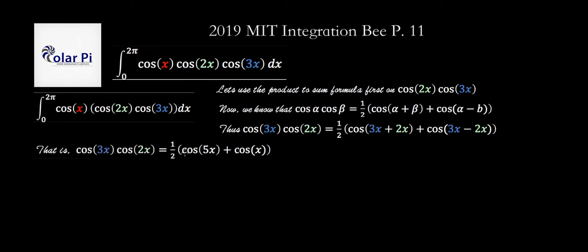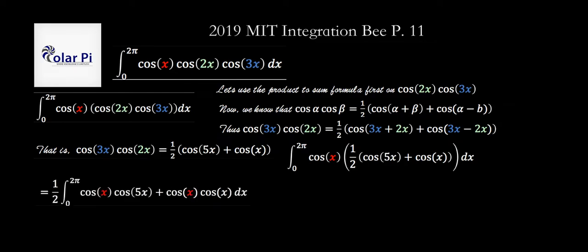So now we'll take this right-hand side of the equation and use it to substitute for cosine 2x times cosine 3x. And when we do, this is what we get, right? Okay, next, this cosine x in red that we've left alone, we're going to distribute it to the sum, what was formerly a product. And when we do that, we get this here.